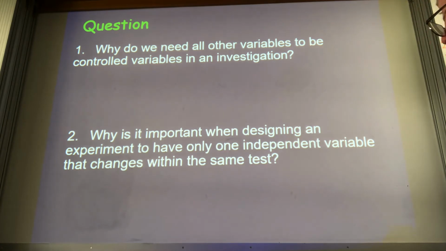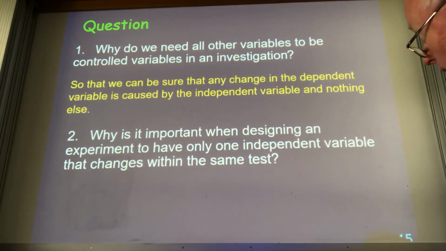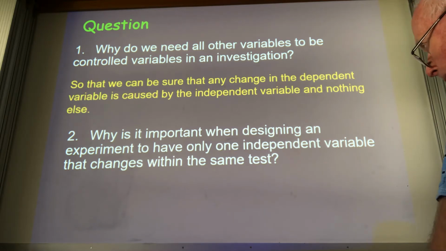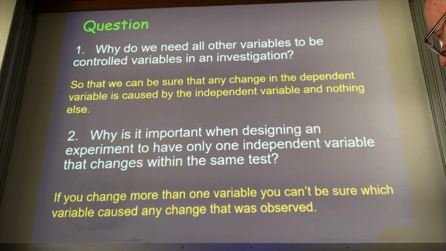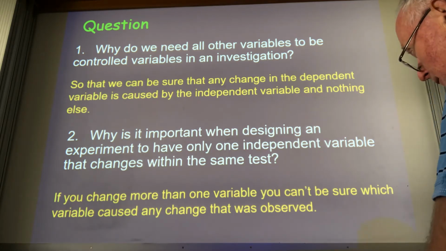So just a couple of revision questions. Why do we need all the controlled variables to be controlled? So that they don't interfere. So that any change we observe in the dependent variable, we can be confident that it's been caused by the independent variable and nothing else. And to put it another way around, only one independent variable, because we've got to know that it's that variable which is responsible for the change.